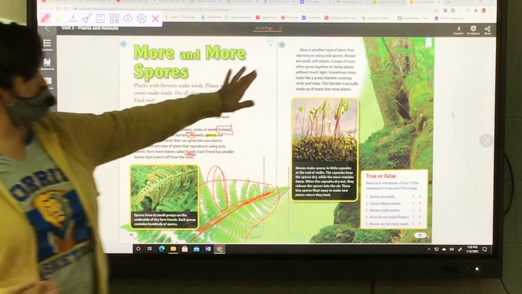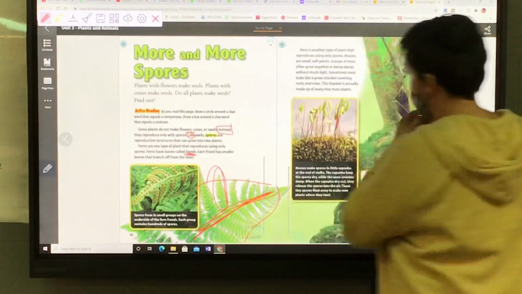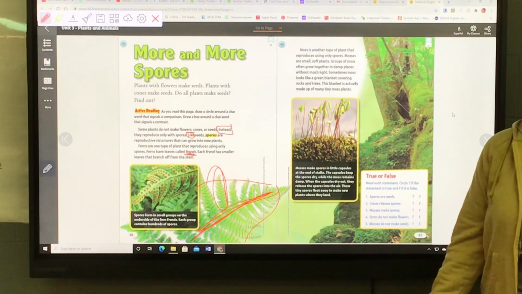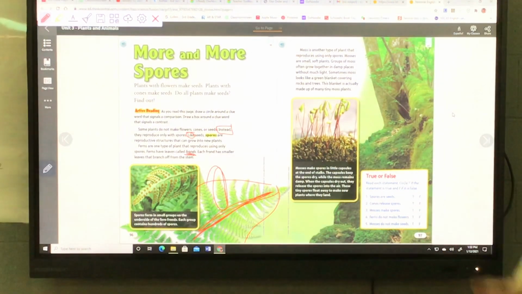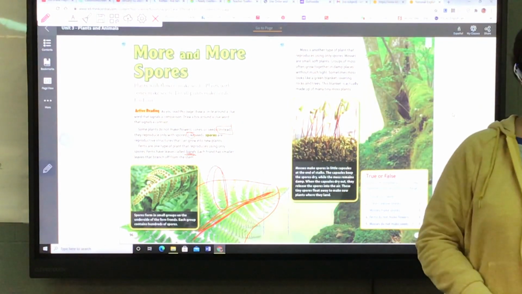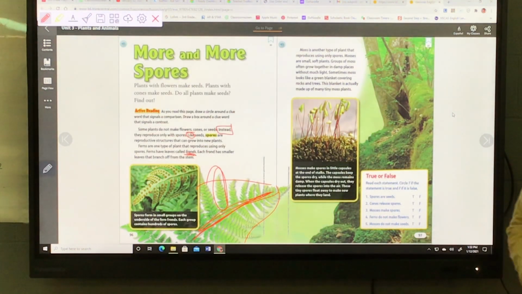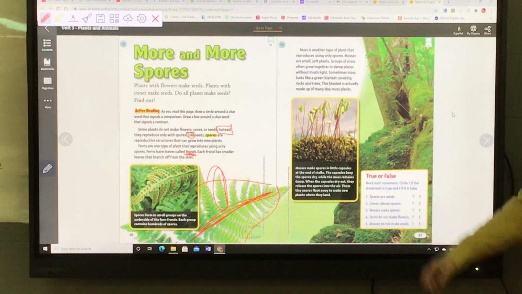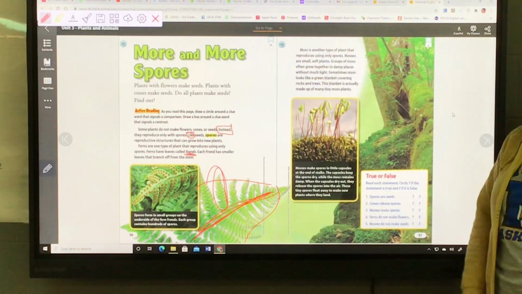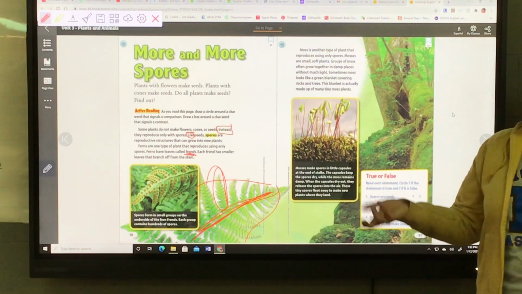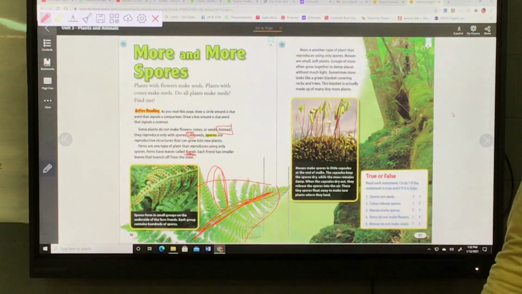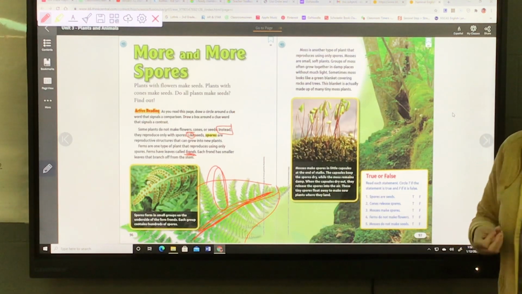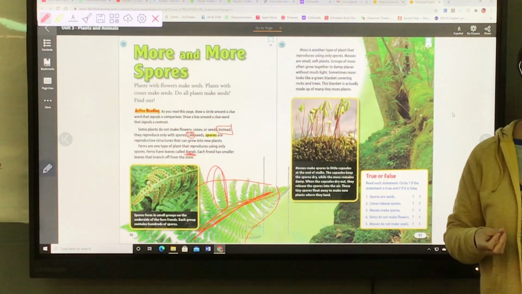Okay, looking over here on page 97, it says moss. Do you guys know what moss is? Have you ever seen moss growing on a tree or on a rock or sometimes in water? Okay, so moss is another type of plant that reproduces using only spores. Mosses are small, soft plants. Sometimes they're slimy plants too.